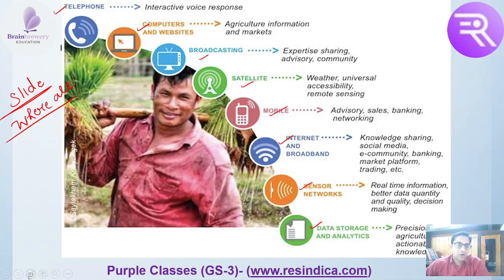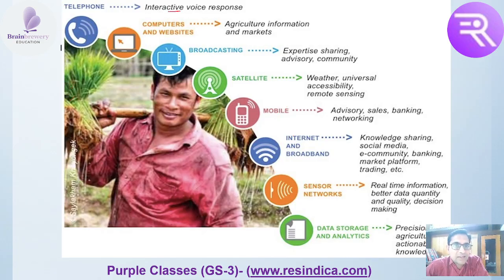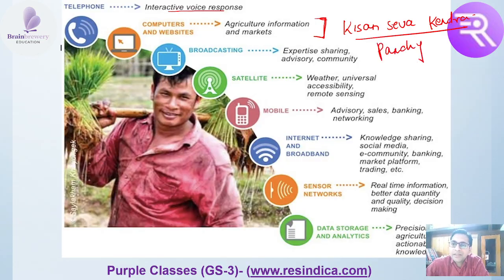If you want to go for telephone services, you can have interactive voice response. If any farmer has an issue, he can ask, sir, what is going to be the weather, what is the moisture content required, can you come and check my soil quality? You can do that over telephone services. Then for agriculture marketing information, there are Kisan Seva Kendras, where internet and website services are available. In the Panchayat office, we have computers and websites where the farmer can go and find out agriculture information and market rates.